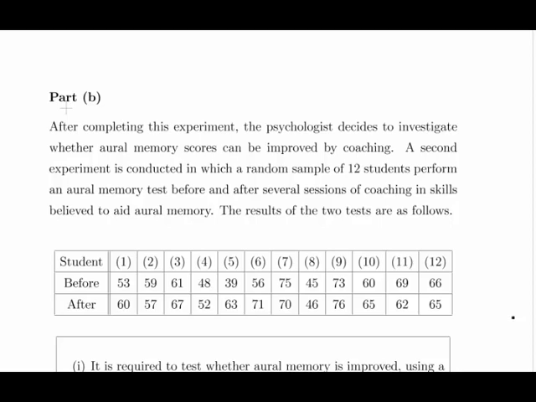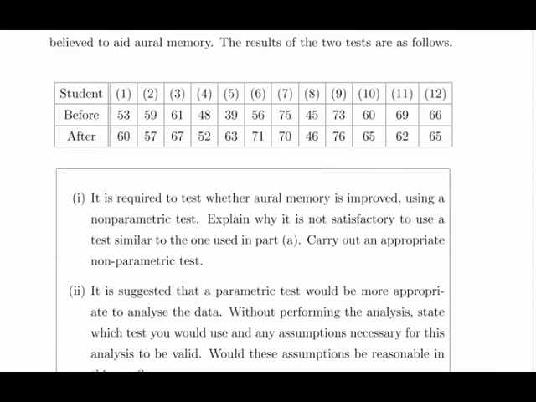After completing this experiment, the psychologist decides to investigate whether the aural memory scores can be improved by coaching. A second experiment is conducted, the first one being in part A of the question, in which a random sample of 12 students performs an aural memory test before and after several sessions of coaching in skills believed to aid aural memory. And here are the two tests. So this is the before and after, so it's paired data here. So an improvement here, and an improvement here goes down here, that's a negative, and so on.